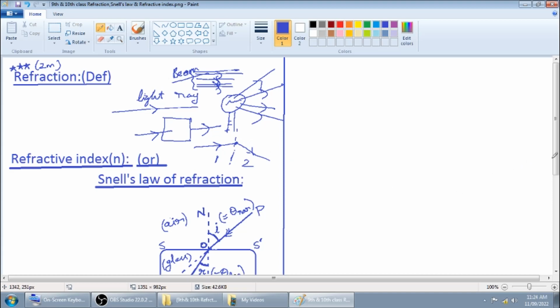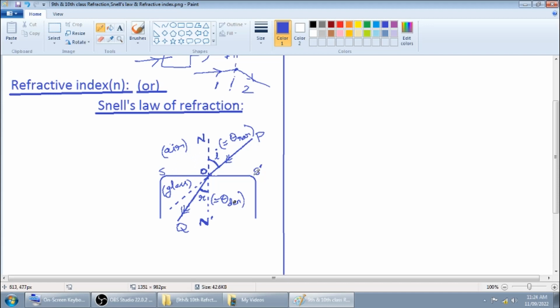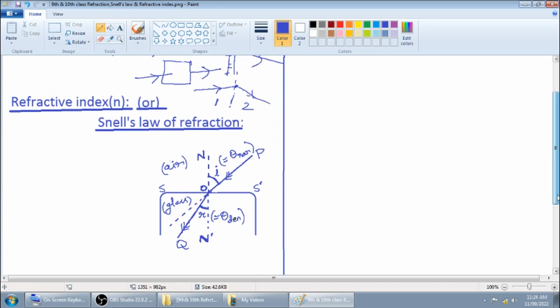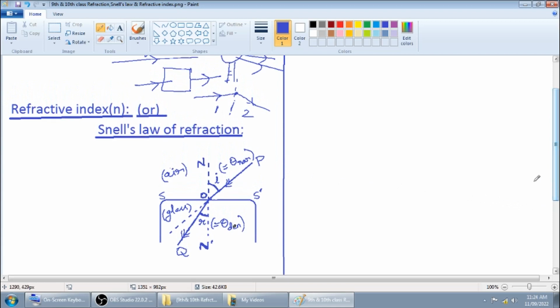So now consider another simple example. This is a very simple example which gives a complete meaning of refraction, and from this a very important quantity is defined called refractive index, and also a very important law is obtained from this called Snell's law of refraction. So refraction, we have already seen what it is: a bending of light when light is traveling from one transparent medium into another transparent medium, occurring at the point separating the two media.